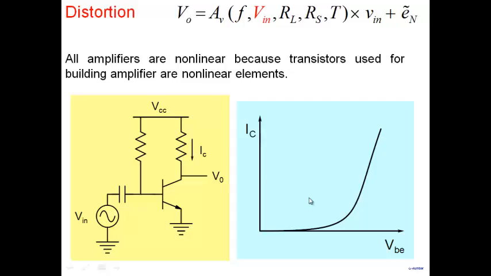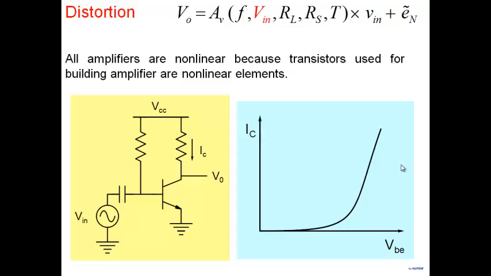As an example, without going into the details, look at the collector current that you see here in a bipolar transistor as a function of base emitter voltage. All of you know this is the base and the emitter here. The collector current as a function of base emitter voltage is nonlinear. It's in fact exponential in nature.